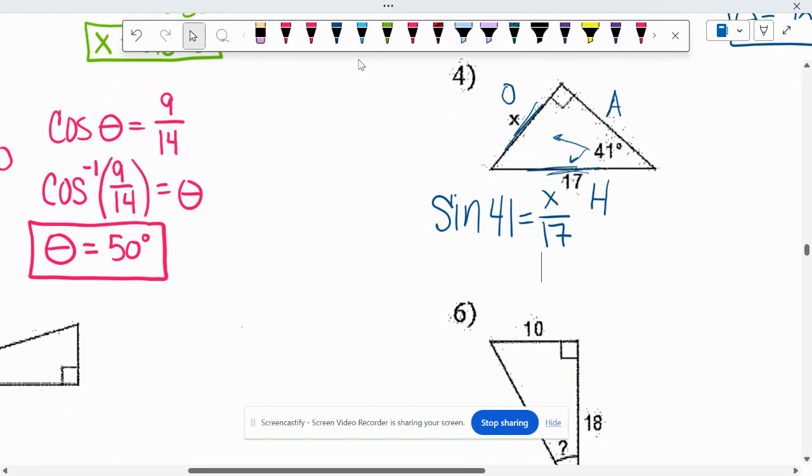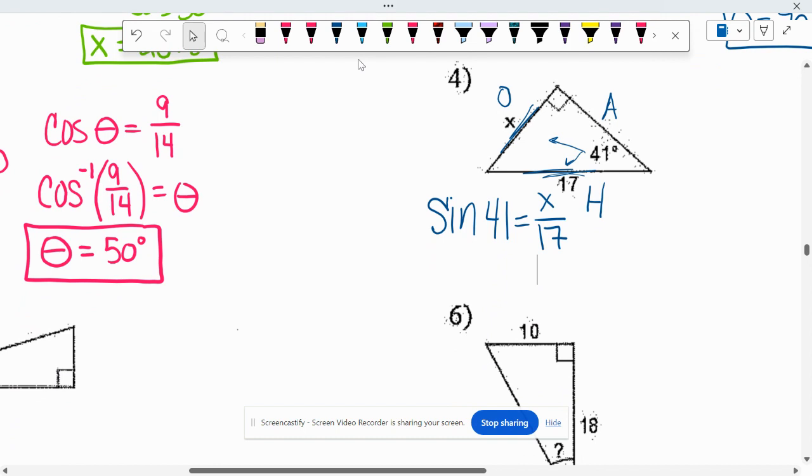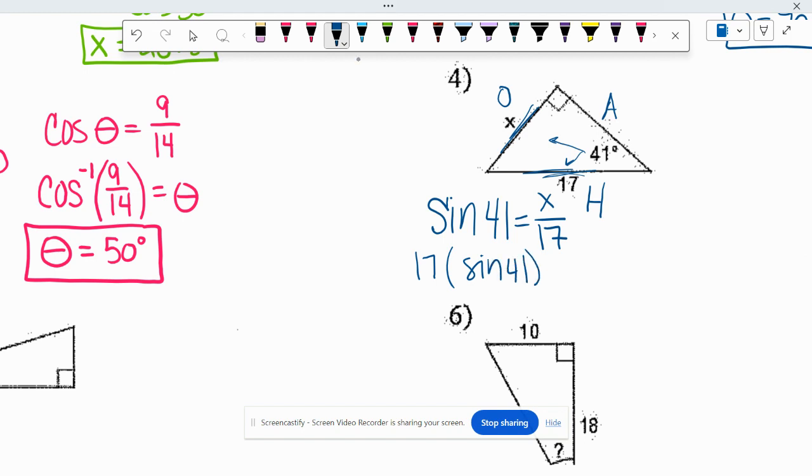How do I get X all by itself? Yeah, multiply both sides by 17. So 17 times the sine of 41 equals X. Everybody should be putting this in their calculator. Pick up your calculator and do the stinking math. 17 times the sine of 41 equals X. No shout outs. Colt's got this one. 11.2. Perfect. That's it.